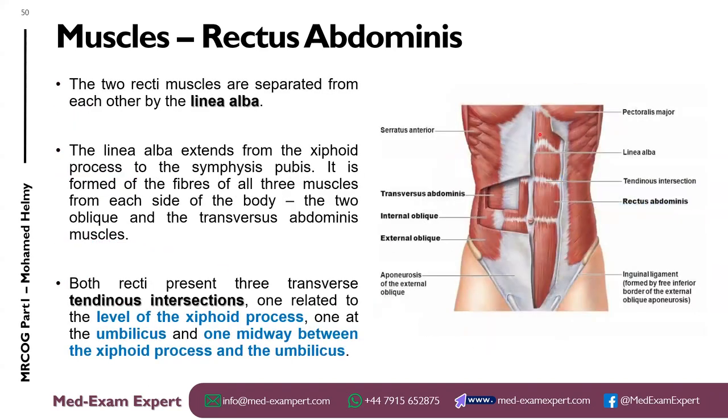The two recti muscles are separated at the midline from each other by the linea alba, and they have three tendinous intersections. These intersections give the muscles the six-pack appearance. One is at the level of the xiphoid process, one is midway between the xiphoid process and the umbilicus, and one is at the level of the umbilicus.